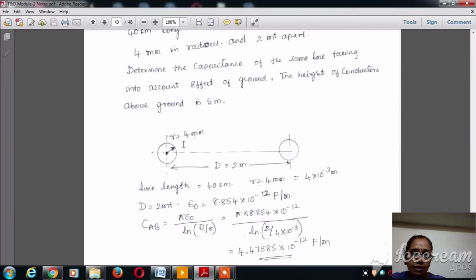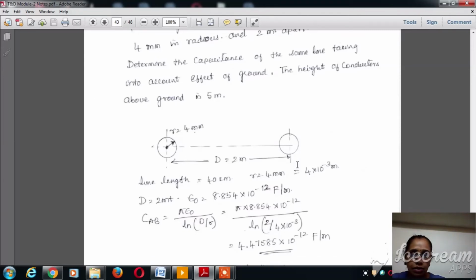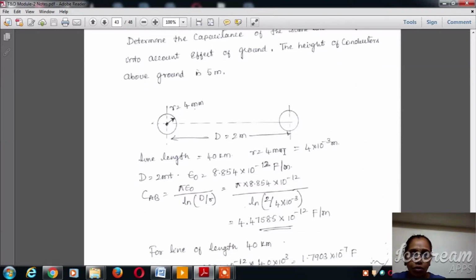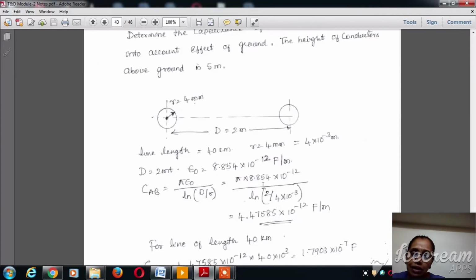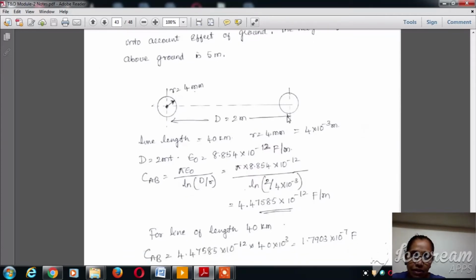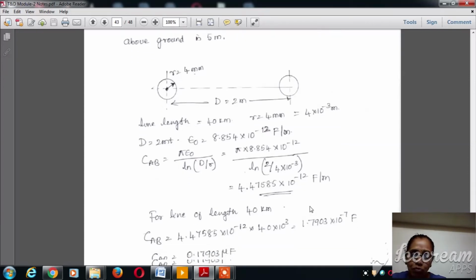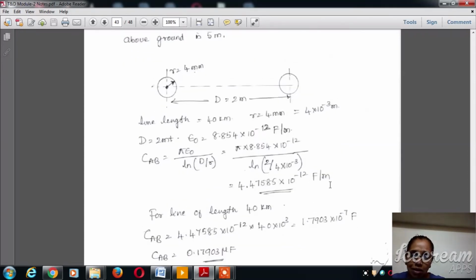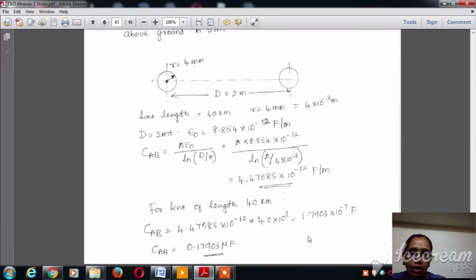Now two conductors are there, radius is 4 millimeter, distance between the two conductors is 2 meters. Line length is 40 kilometers, so r is equal to 4 mm, that is 4 into 10 to the power minus 3 meters. D is equal to 2 meters, and epsilon naught is equal to 8.854 into 10 to the power minus 12 farad per meter. Now the capacitance between the conductors AB is pi epsilon naught divided by ln D divided by R. Substituting the values, we get 4.47585 into 10 to the power minus 12 farad per meter. For a line length of 40 kilometers, multiplying the value of CAB, we get 0.17903 microfarad.